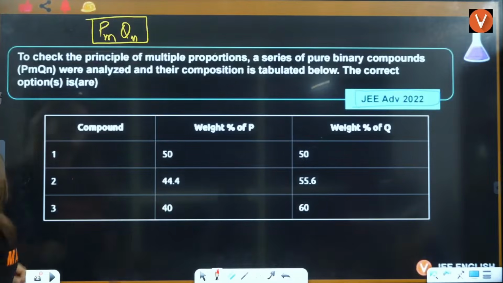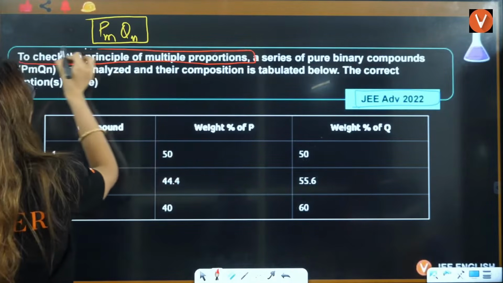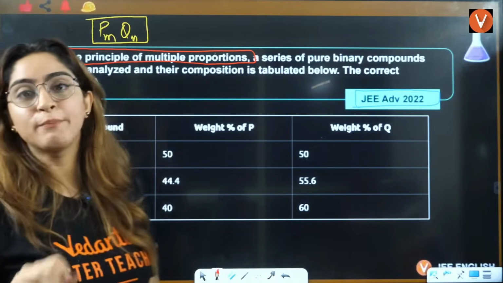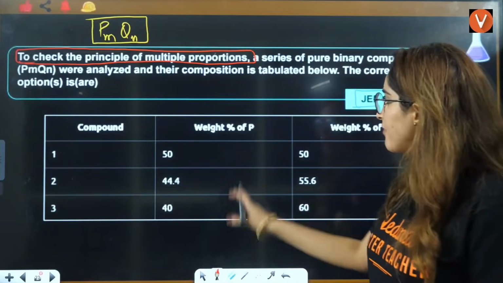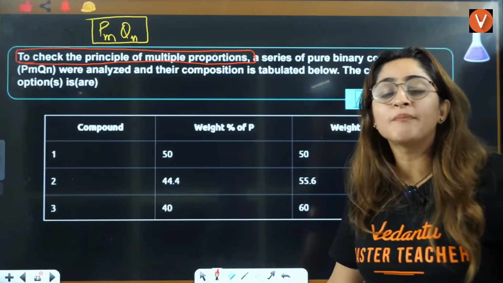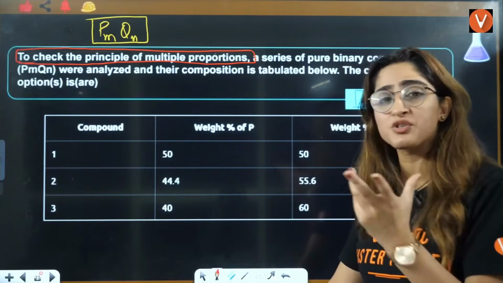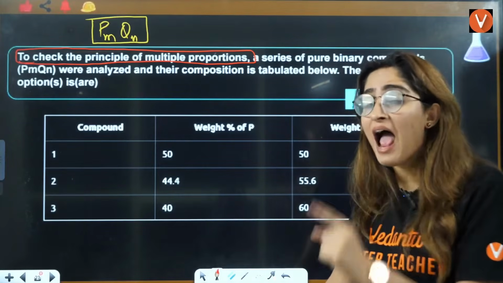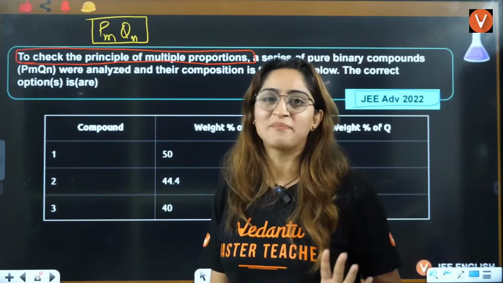And can you see, this is a very, very important line that is mentioned here, that it follows law of multiple proportion, right? They are saying to check this, we have tabulated this thing here. That means it follows law of multiple proportion, right? So it's a very good mixture of law of multiple proportion and empirical formula. Two most ignored topics from your chapter, right?